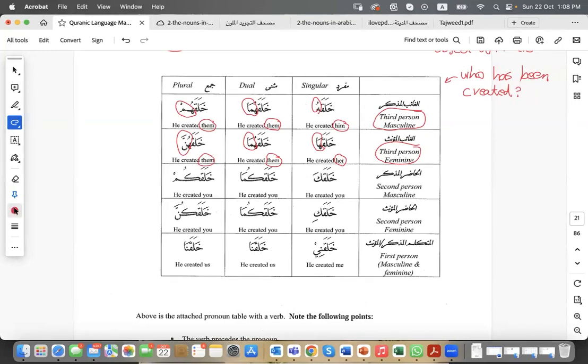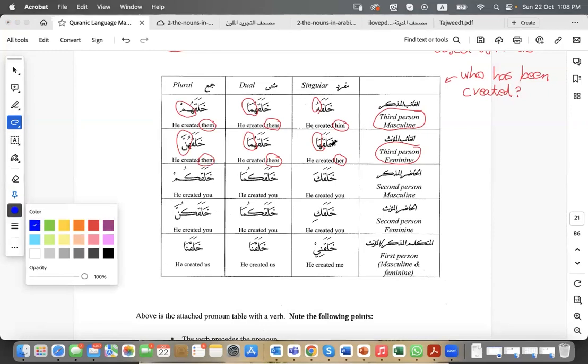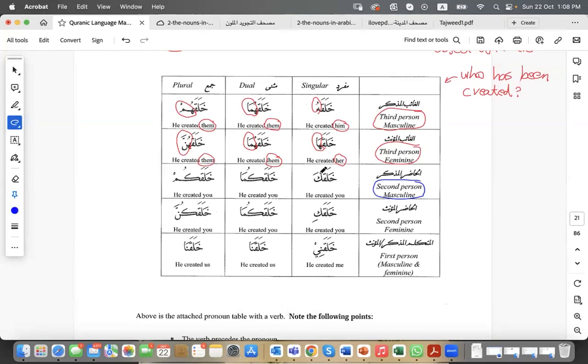What about the second person? We're using the same attached pronouns. So second person masculine, singular is going to be kaf with a fatha. خلقك, it means he created you, and you are speaking to a singular masculine. خلقكما, he created you also, but we are speaking to dual masculine or mixed gender. خلقكم, he created you, but here we are addressing a group of masculine or mixed gender.